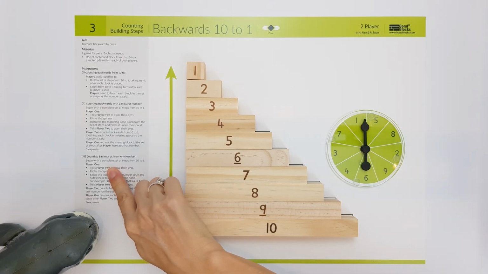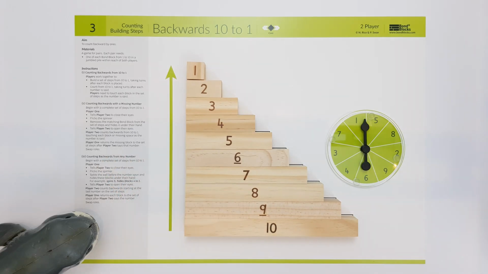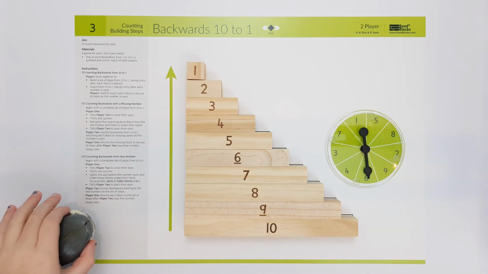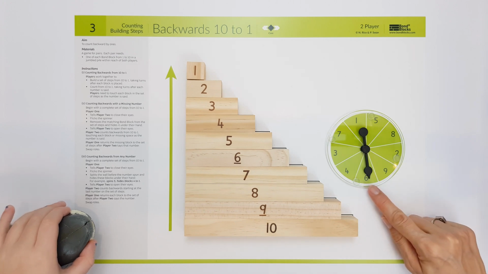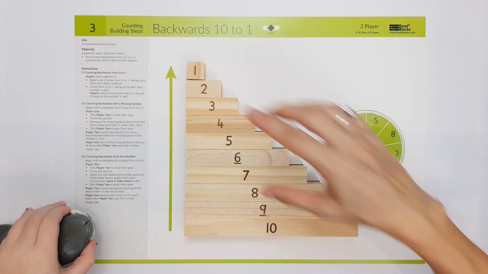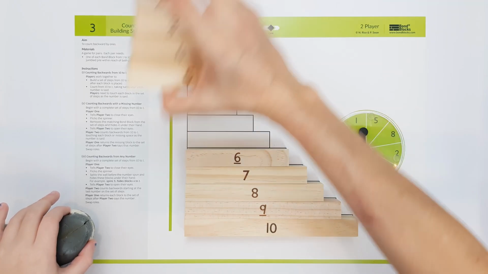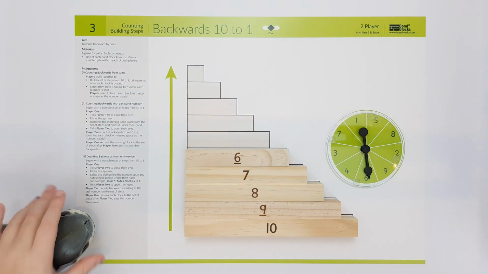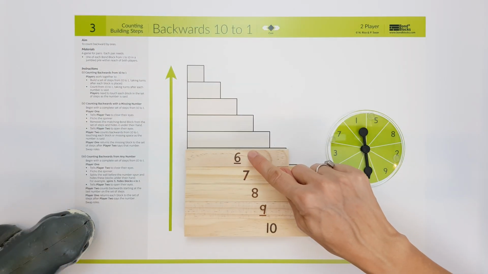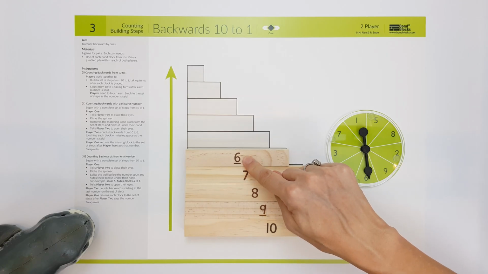For the third activity, we're going to count backwards from any number. Josh, close your eyes. I'll spin the spinner, and I'm going to split the steps where the spinner landed. I'm going to hide the blocks that come before. Josh, open your eyes. Can you count backwards but start at 6?